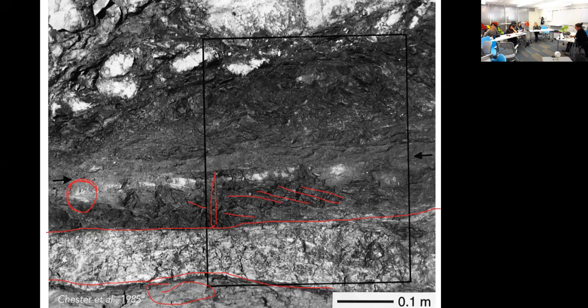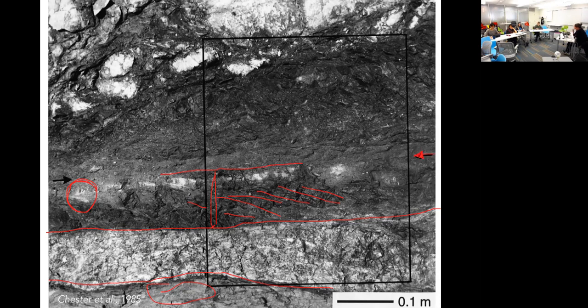And this fabric, this inclined fabric to the fault zone, is cut off by this super sharp interface here, which we define as the principal slip surface. Oh, he's got a little arrow for it already. That's the principal slip surface of the Punchbowl fault.